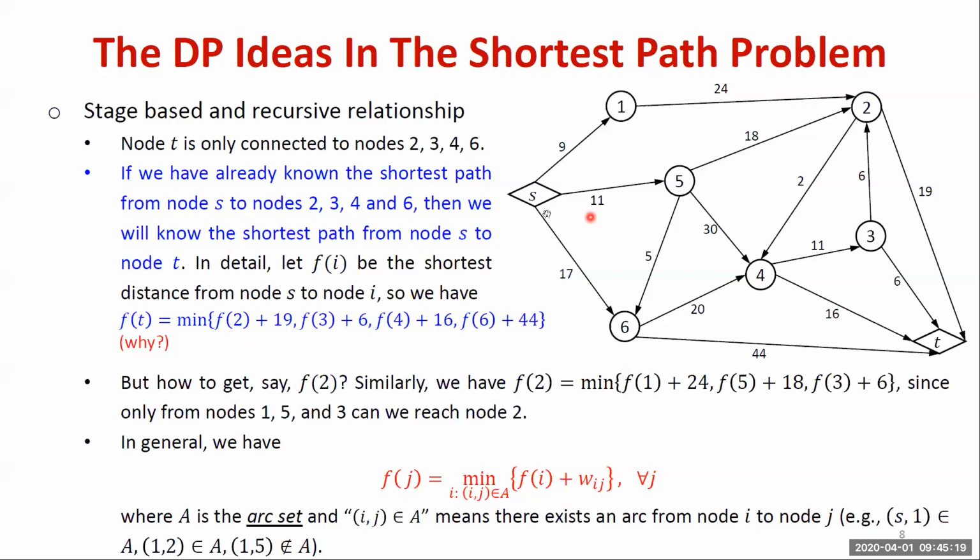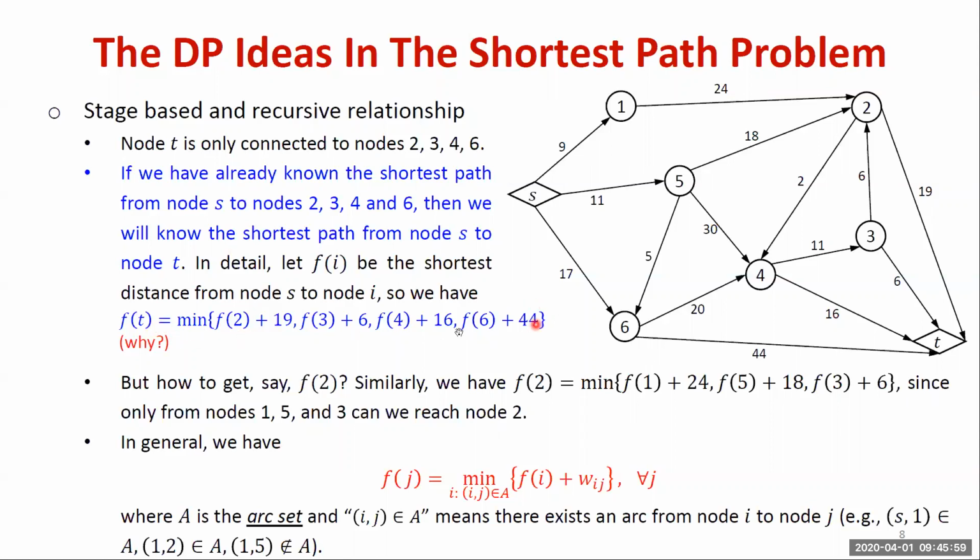F2 is the shortest distance from S to 2, and this 19 is the cost from 2 to T. So this is the case if I go from 2 to T finally. And this is the case if I go from 3 to T: F3 is the shortest distance from S to 3, and this 6 is the cost from node 3 to T. And similarly for node 4 and node 6. In total, I only have these 4 cases. If I want to minimize them, and suppose I already know F2, F3, F4, and F6, then for sure I know Ft.